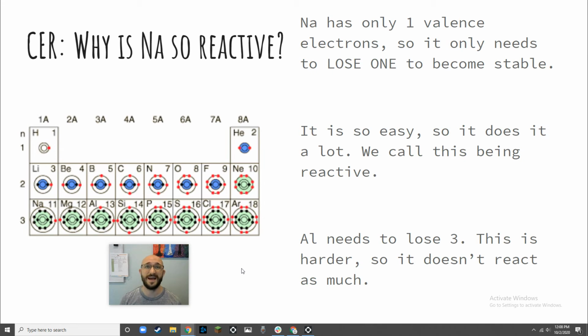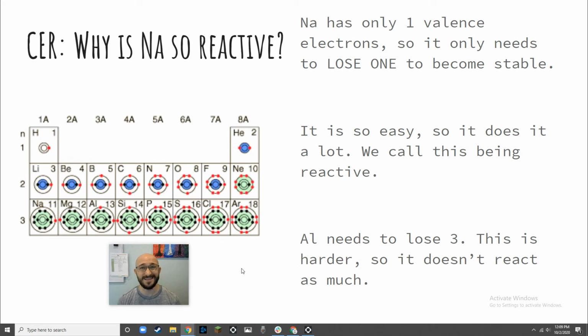It's because sodium only has 1 valence electron. It's so close to being stable that it loses that electron real easy. It's easy for it to become an ion. It is easy for it to become stable. So it does, very easily. We call that being reactive.